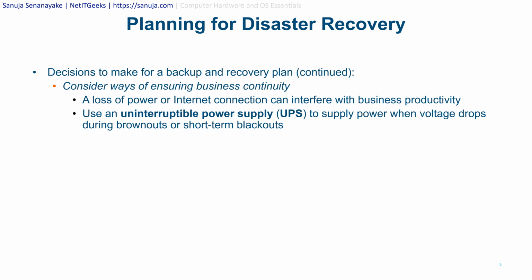Decision also includes considering ways of ensuring business continuity, because that is a critical thing in modern day business infrastructures. So a loss of power or internet connection can interfere with the business productivity. So make sure there are some backups of your power as well as internet connections, such as having multiple internet service providers providing internet connection to your site, for example. So don't put every aspect of your network pointed towards the same internet service provider, for example.